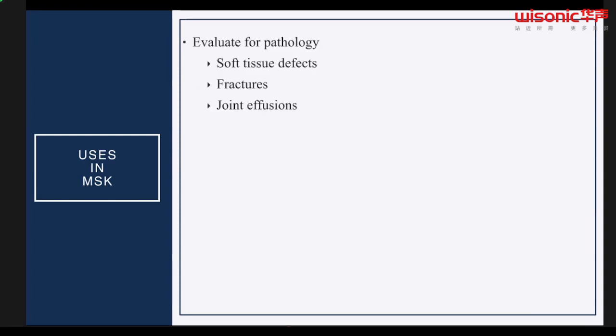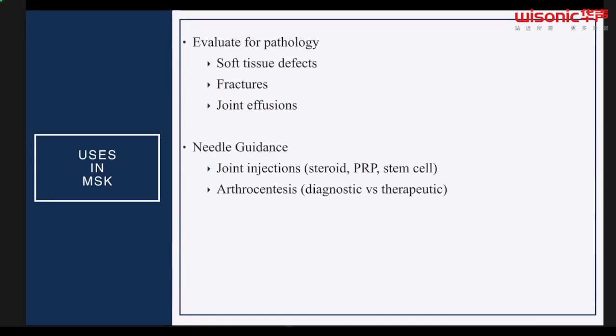And then in musculoskeletal ultrasound, you can use it to evaluate for pathology. You can look at soft tissue defects. You look at fractures. You look for joint effusions. You can do it in every joint of the body. You can do it everywhere. It's very easy to do so.